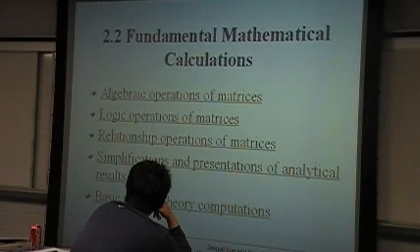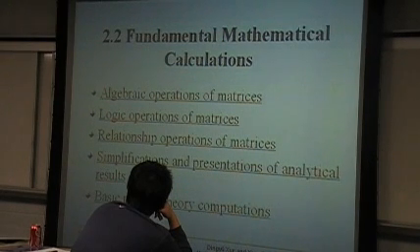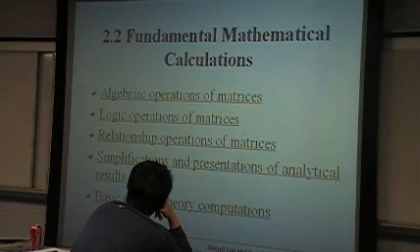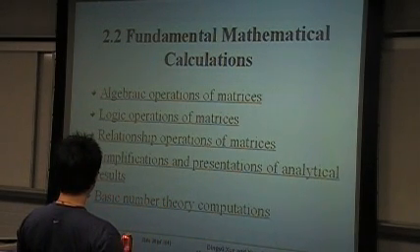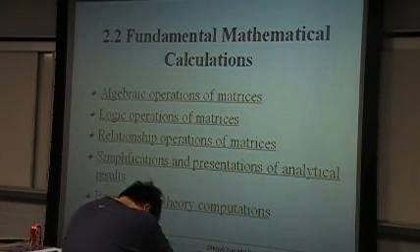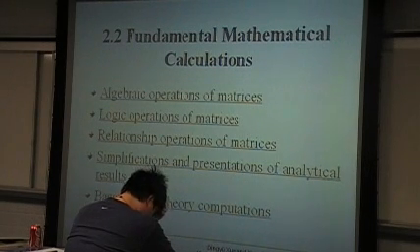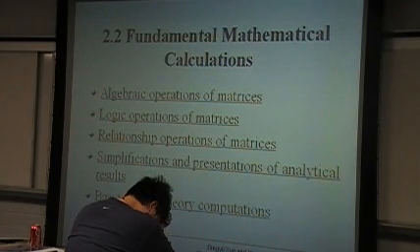We can move to another section, fundamental mathematical calculations and operations. We can introduce algebraic operations, logical operations, or relationship operations for the matrices. And then we will talk about symbolic expressions, how to simplify a given symbolic result. And then we can move to simple number theory computations, for example, find the least common multiple, greatest common divisor, or something like this.